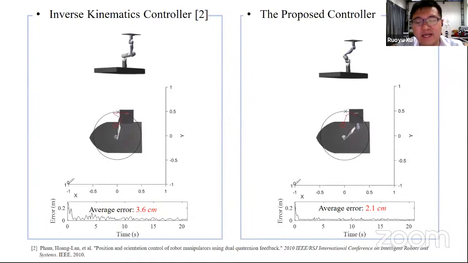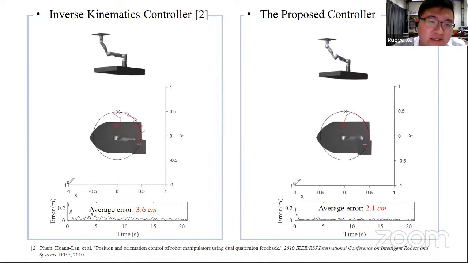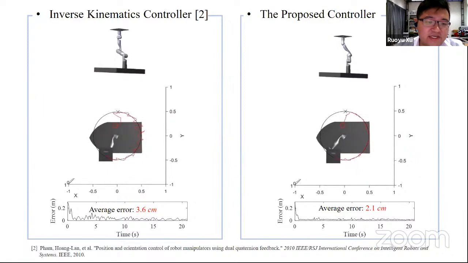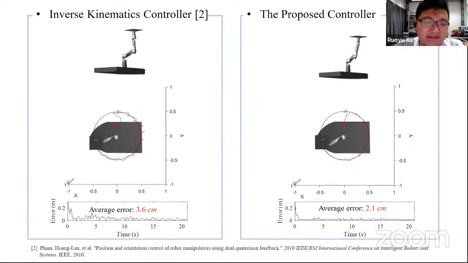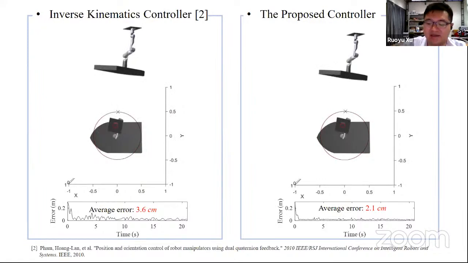We also compared our method with an inverse kinematics controller. In this simulation, we let the manipulator track a circle in an inertial frame, and at the same time, the base is fluctuating. The motion of the base is generated from the USV motion collected at sea. According to this simulation, we can find that our method has better tracking performance compared with the traditional method.